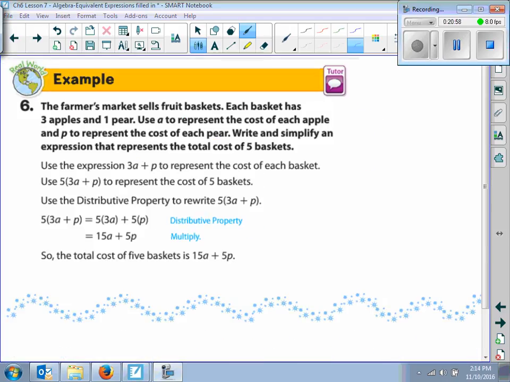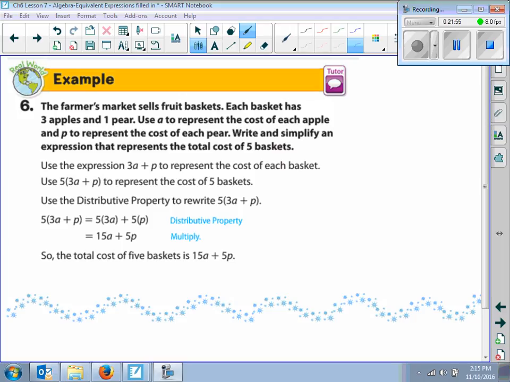The farmer's market sells fruit baskets. Each basket has 3 apples and 1 pear. Use A to represent the cost of each apple and P to represent the cost of each pear. Write and simplify an expression that represents the total cost of 5 baskets. So, we want to know how much does it cost for apples? A. And how many apples are there in each basket? 3, right? So the cost of those 3 apples is 3 times A, so 3A. How many pears are in one basket? 1. And how much does it cost? P, right? Dollars, right? So for the cost of one basket, it will be 3A plus P.